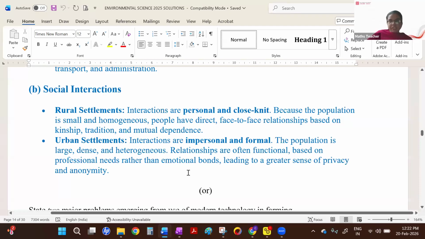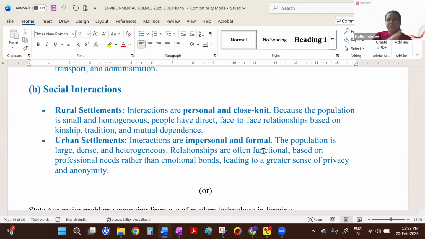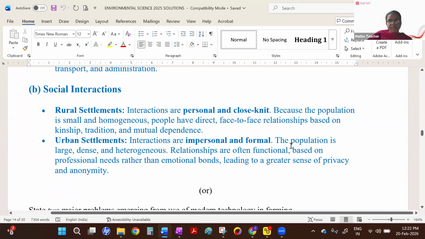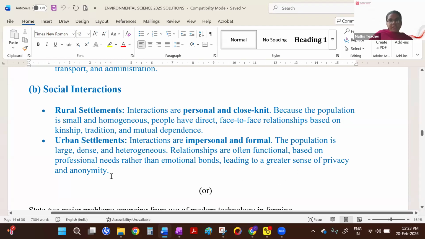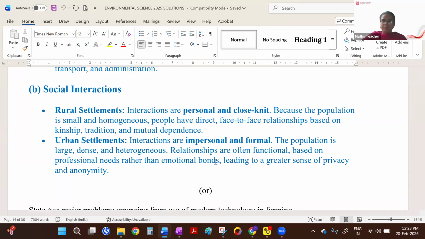But in urban settlements, the interactions are impersonal and formal. So even though you come across maybe hundreds of people every day, you don't know most of them, right? Maybe a few people you might know, but mostly the people don't know each other. And the population is large, dense, and heterogeneous. It is not made up of a homogeneous population. They will come from different walks of life. They belong to different communities and different states, so many things. And relationships are often functional, based on professional needs rather than emotional bonds, leading to a greater sense of privacy and anonymity. When it comes to relationships, they don't have deep, personal and close knit relationships, right? Most of the relationships will be quite formal.